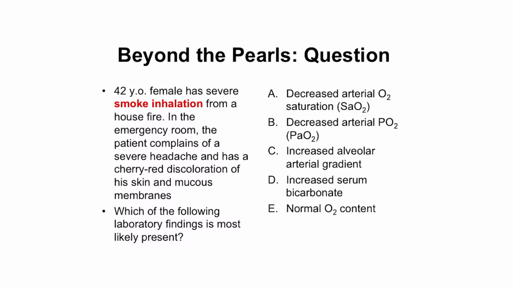Let's take a look at these choices. Number one, would it be a decreased arterial oxygen saturation? Would it be B, a decreased P-little-a-O2, partial pressure of arterial oxygen? Would it be C, increased AA gradient? How about D, checking a serum bicarbonate? Or E, is there going to be normal total oxygen content?